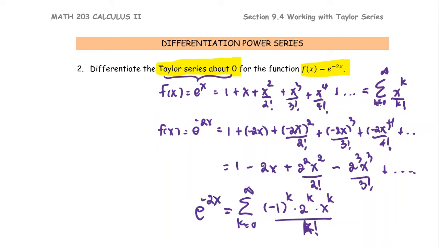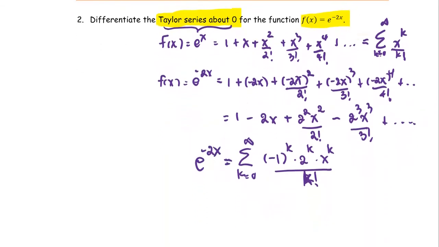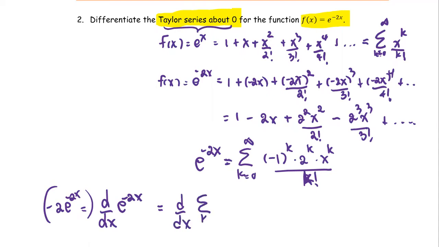In our case, we are going to differentiate the Taylor series. We're going to find the derivative of e to the negative 2x, which we know is negative 2 e to the negative 2x, as we would do directly. For the Taylor series expansion, we're going to find the derivative of 1 minus 2x plus 2 squared x squared over 2 factorial and so forth, or we're going to find the derivative of this summation.